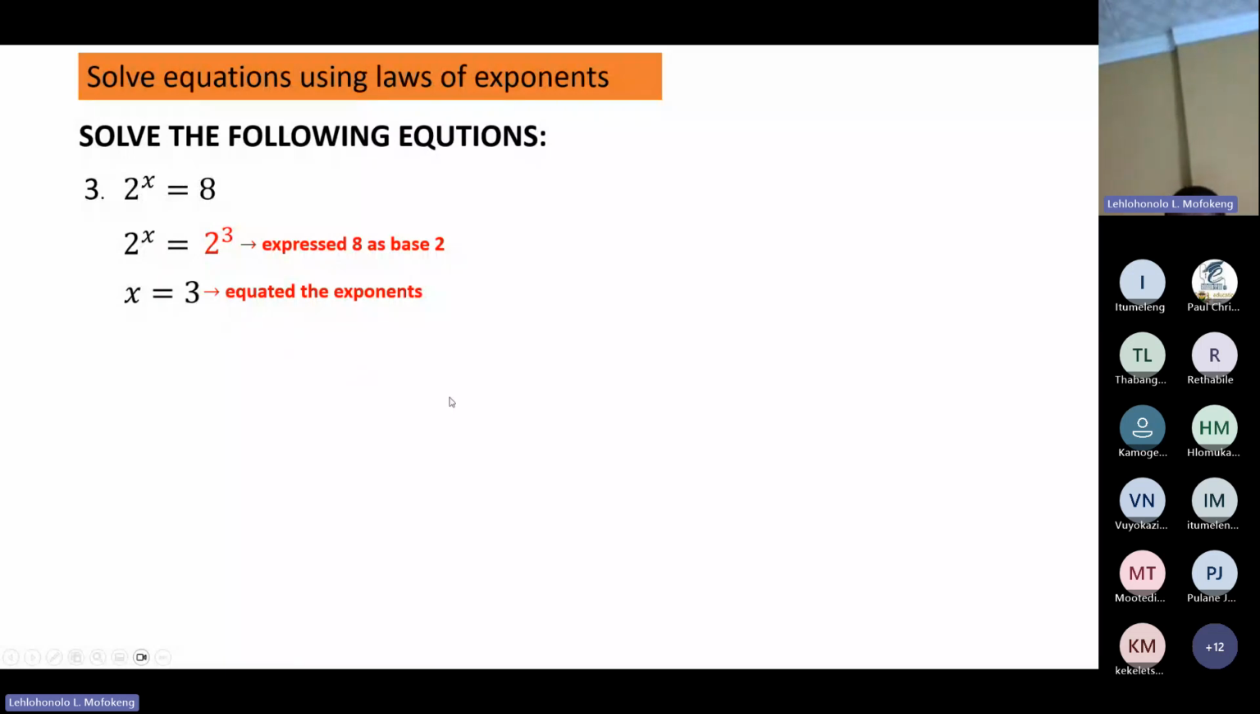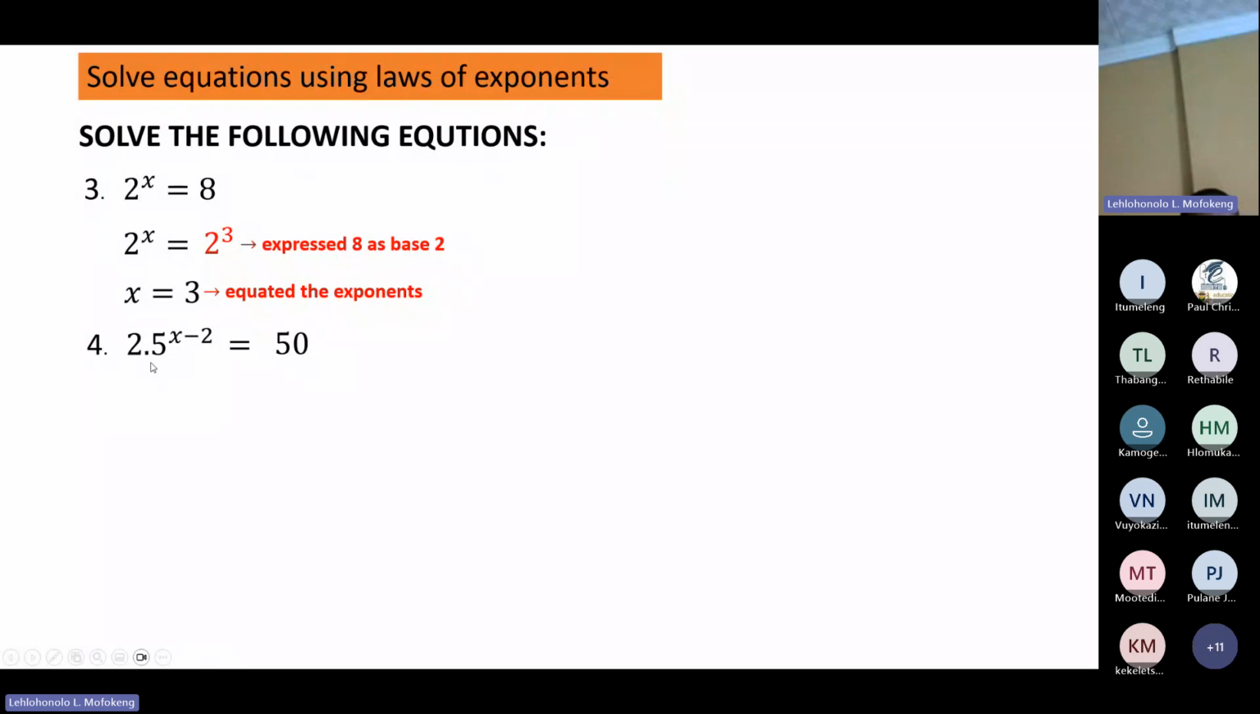Then we go to the last activity. The last activity, we have 2 multiplied by 5 to exponent of x minus 2 is equal to 50. As we have indicated, we are solving by using the laws of exponents.